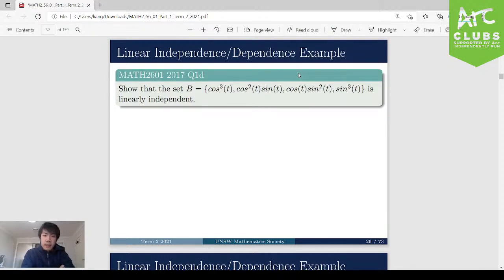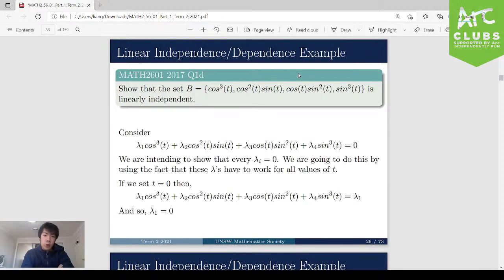Show that this set B here, cos cubed t, cos squared t sine t, cos t sine squared t, and sine cubed t is linearly independent. So let's have a look. The first thing we have to show is that if we set a linear combination of these elements equal to 0, we have to show that lambda 1 equals lambda 2 equals lambda 3 equals lambda 4 equals 0. If that is true, then it is linearly independent. So like I said, we are intending to show that every lambda here is equal to 0.